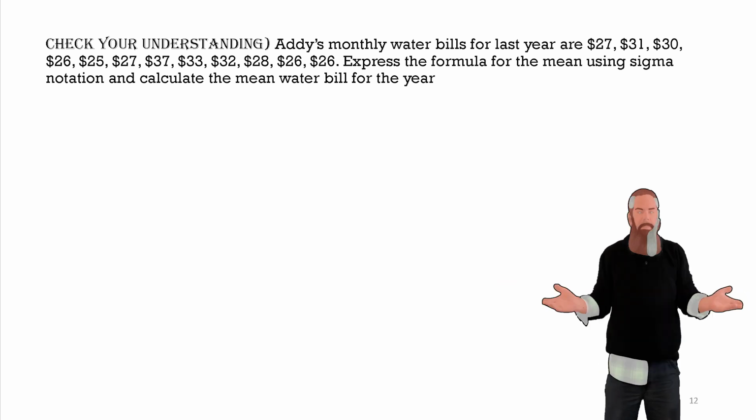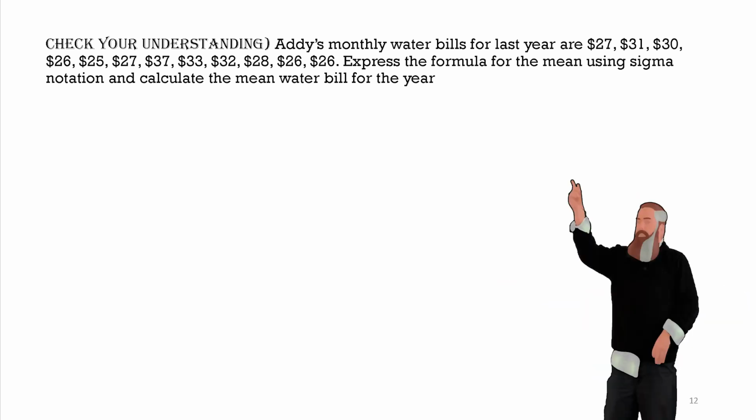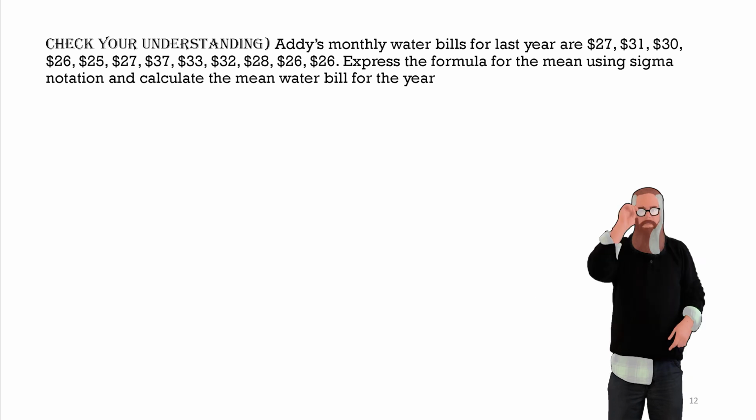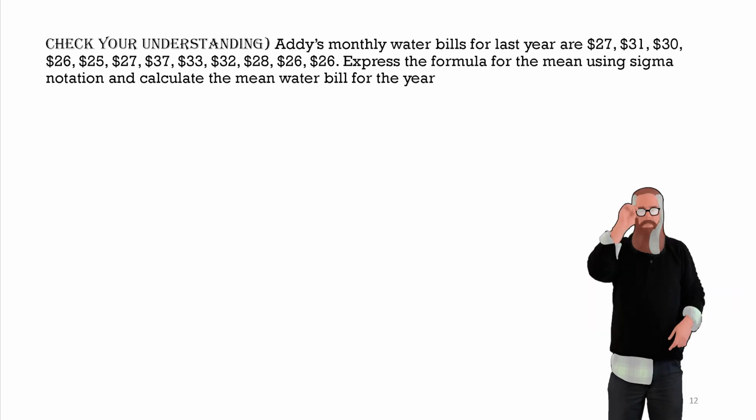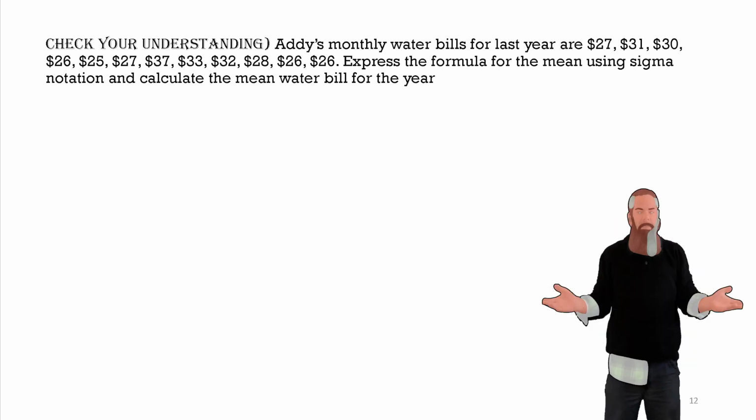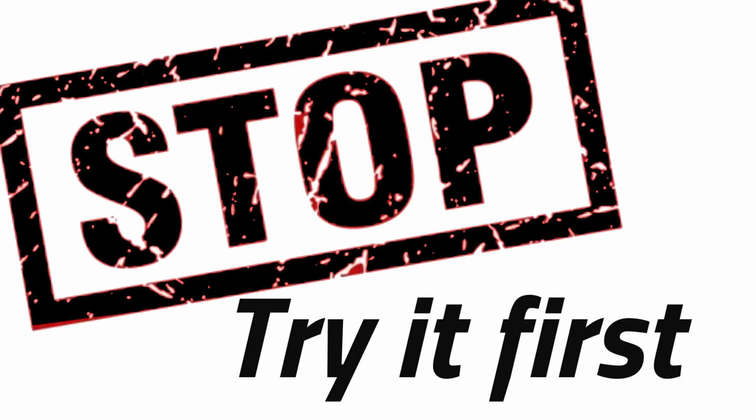Let's check your understanding and see. Andy's monthly water bill for the last year was $27, $31, $30, $26, $25, $27, $37, $33, $32, $28, $26, and $26. Express the formula for the mean using sigma notation and calculate the mean water bill for the year.